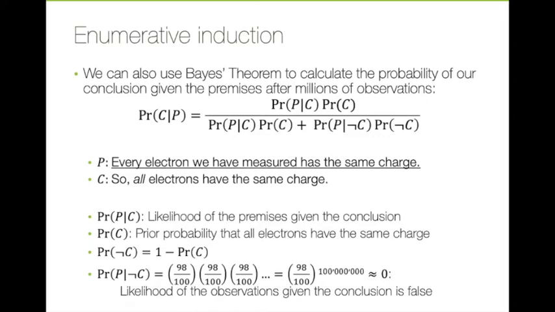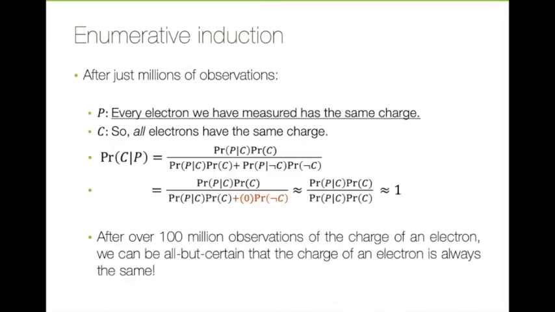So the number 98 out of 100 to the power of 100 million, multiplying 100 million times, is a number so small that your computer likely cannot calculate it. So it's essentially 0. Now we'll see why we only need to plug in the value of the probability of P given not C to see how much support millions of observations offer for our conclusion.